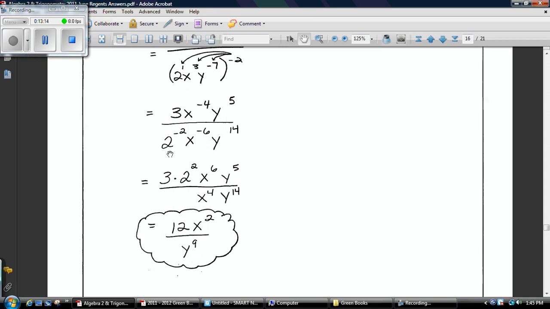Okay? Same thing over here. These two switch positions. Subtract. Okay? Or just cancel away if you want. These x to the 4ths cancel with these x to the 4ths and only leave 2 on top. These y to the 5ths cancel with some y to the 5ths here, leaving only y to the 9th left over.